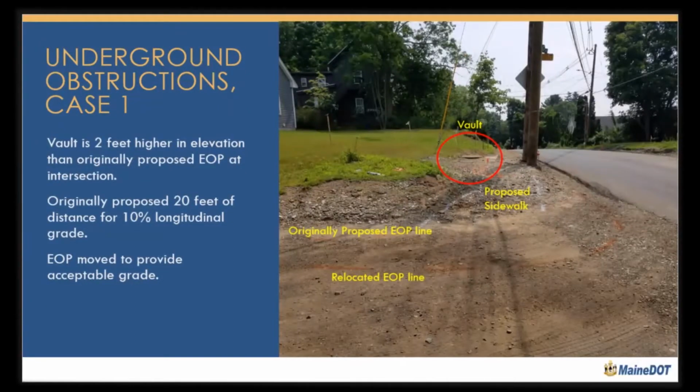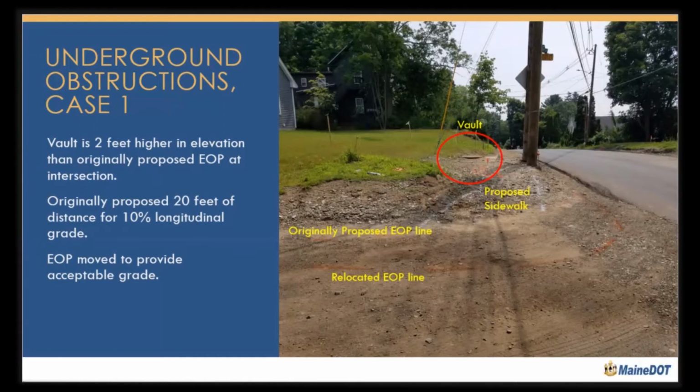So the vault's here, pole's here, and with the constraints of the pole and the vault, we actually were proposing the sidewalk to be 2 feet lower than what we discovered the vault to be. So we had 20 feet of distance from that vault to where the edge of the road is. So this is the proposed sidewalk highlighted in the white. The originally proposed edge of pavement line is very difficult to see, but it's right there. We were going to get a 10% longitudinal grade.